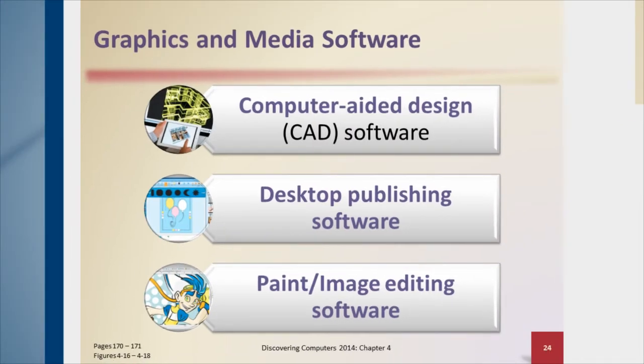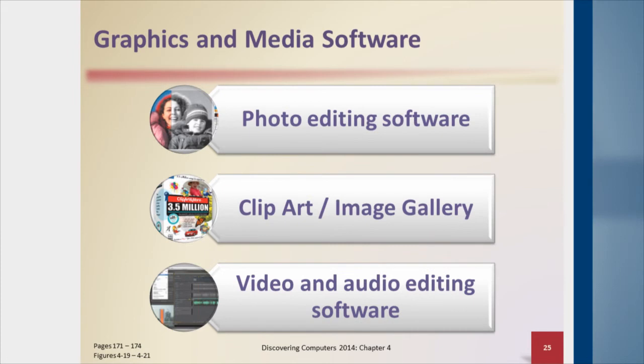And then there's also graphics and media software out there, computer-aided software design, for example, desktop publishing software, Microsoft Publisher, for example, Paint, another imaging software. Think Photoshop and all that kind of stuff when you see some of this stuff. Photo editing, something I mentioned in class. You can remove red eye. You can crop out an ex-boyfriend or an ex-girlfriend. Gives you a lot of ability to customize images.